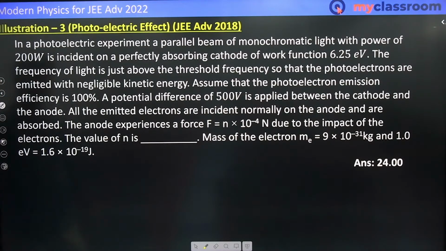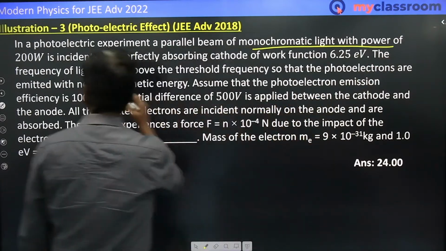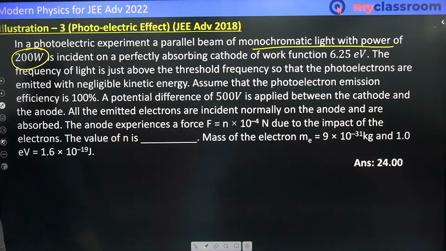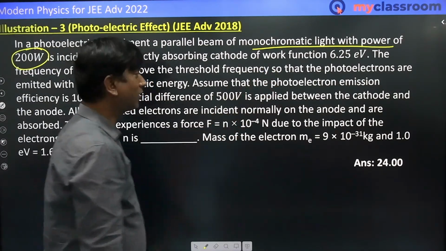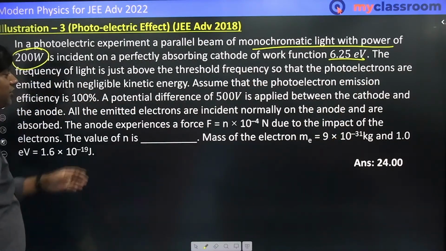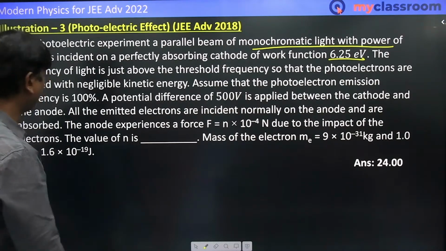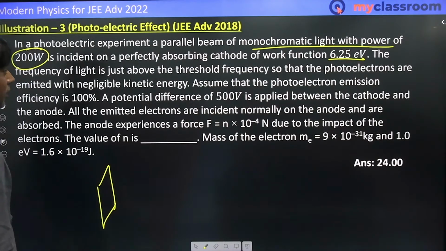Again, in a photoelectric experiment, a parallel beam of monochromatic light with a power of 200 watts is incident on a perfectly absorbing cathode of work function 6.25 electron volts. The frequency of light is just above the threshold frequency. So that means this is a cathode and perfectly absorbing.